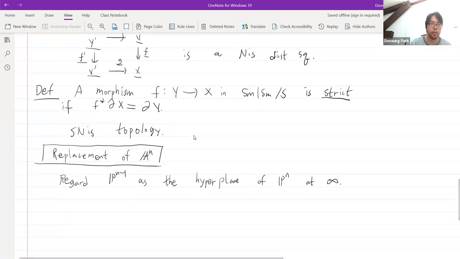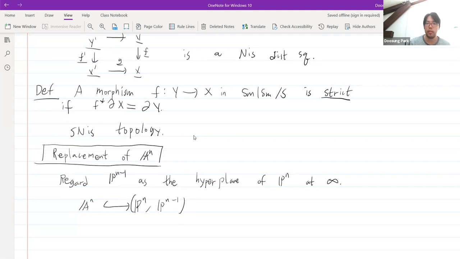Okay, and then A^n is an open subscheme of P^n. And actually we can consider (P^n, P^(n-1)), and that's also an open subscheme of this smooth log smooth over S. And this is a replacement of A^n. For notation, I will write P-box for the collection of (P^n, P^(n-1)) for an integer n greater than or equal to one. So for example, box is (P1, P0).